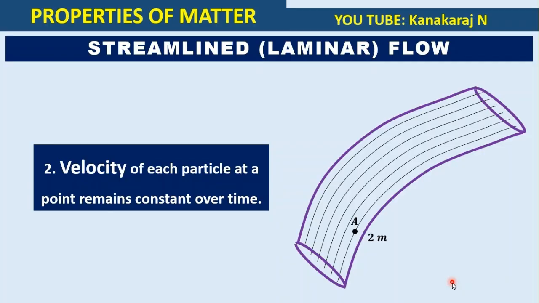Point A: whatever particle comes to point A must take the velocity 2 meter per second. If it goes to point B, it must take 5 meter per second velocity. If it goes to point C, then it must take 3 meter per second velocity. Velocity of each particle at a point remains constant over time.